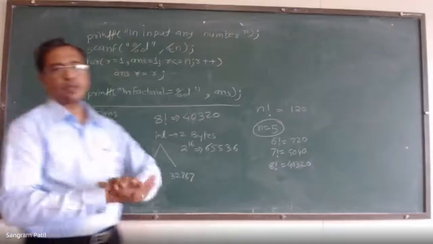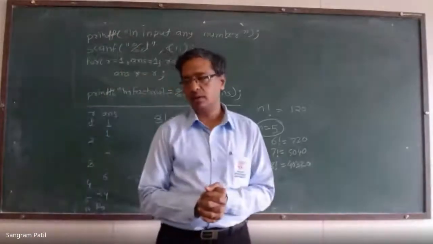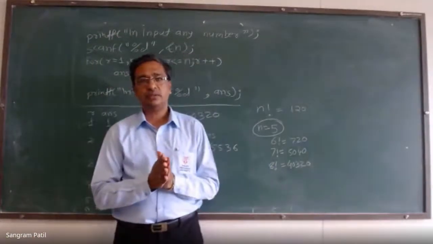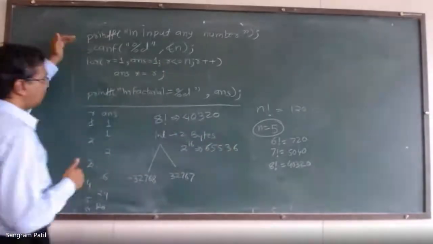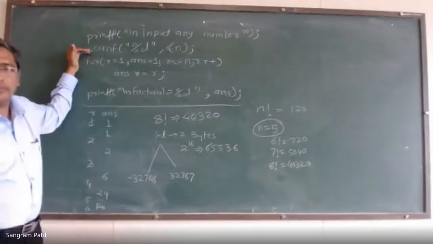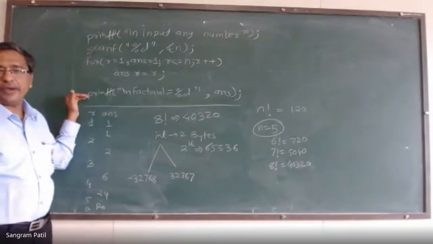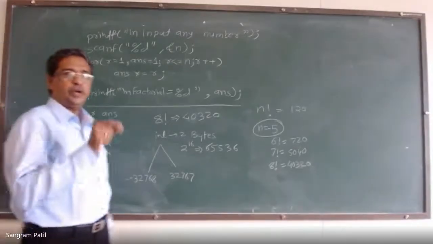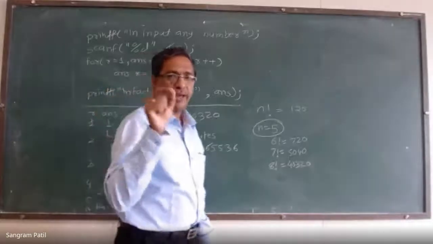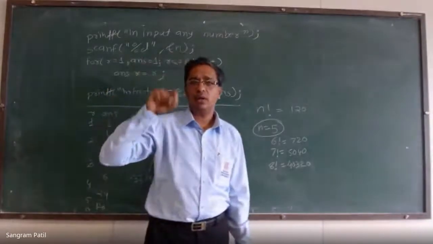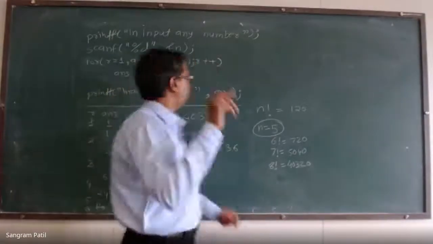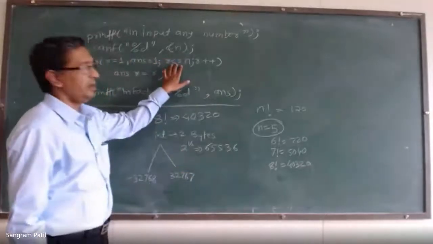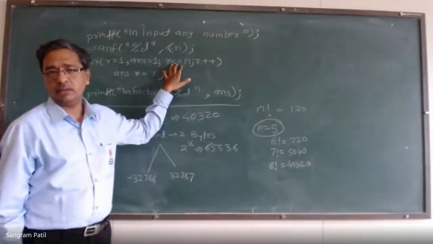Okay. Now in the last lecture, we discussed the factorial program: read the value of n and display the factorial of n. N factorial is 1 into 2 into 3 into 4, like this we go on up to n. That's why here we have taken less than or equal to n.